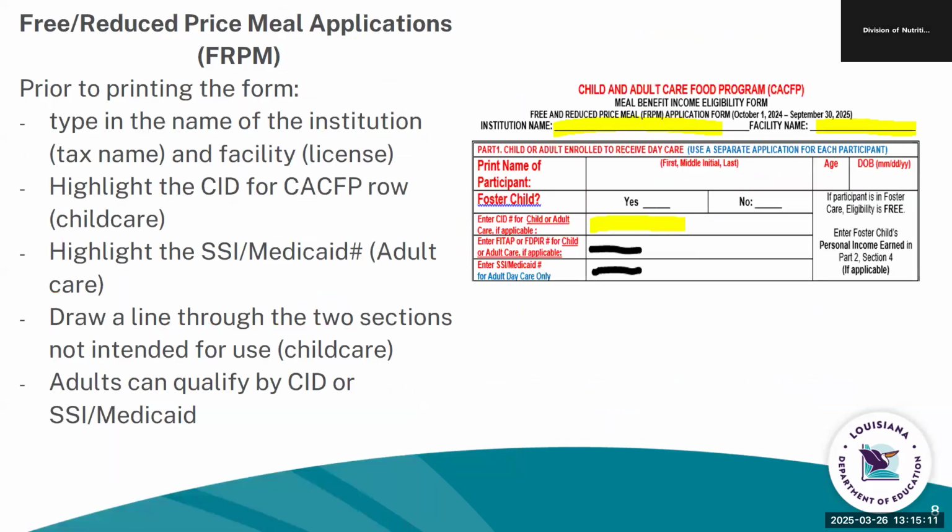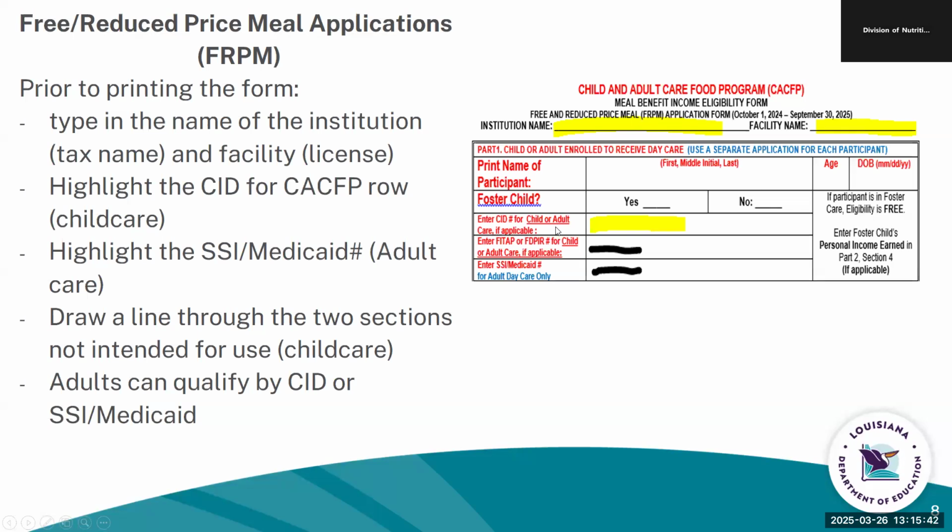Okay. So free and reduced price meal applications, you can print these up if you're using them on paper. You can input your institution name. You can put your sponsor name or your facility name if that's different. You can type those in. The participant names, if you wanted to type those in, you could. This next highlighted area is for the CID number.